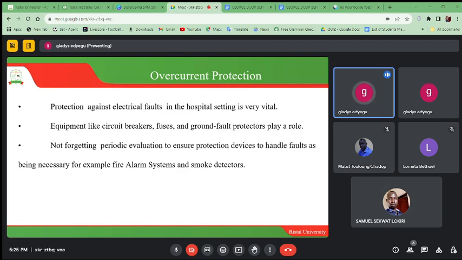So we need not forget the periodic evaluation to ensure protection, and those devices can help inform us and we can address it before anything happens. So we need to install those fire alarm systems. We need to put smoke detectors within our hospital in different sections where we use this power, so that we can overcome some of these dangers that occur due to fire outbreaks.